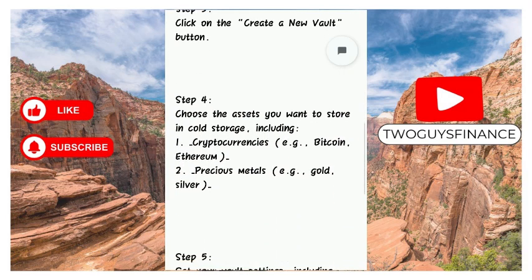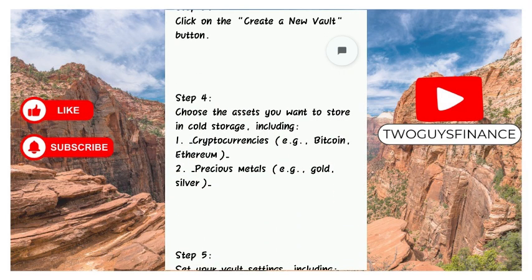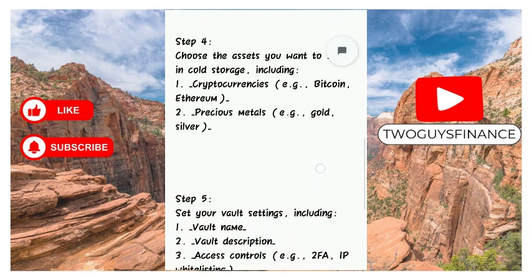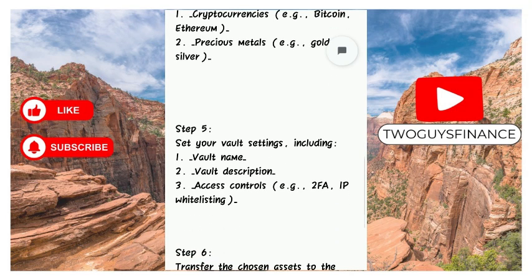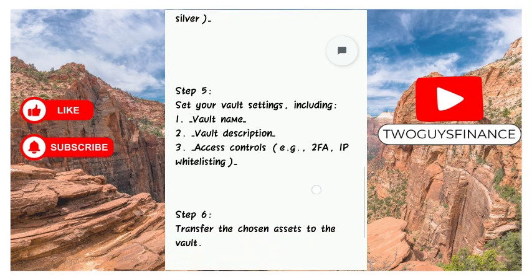Next, just choose the asset that you want to store in cold storage. It could include cryptocurrencies or precious metals. Next, just set up your vault settings. So that includes vault name, description, and access control.